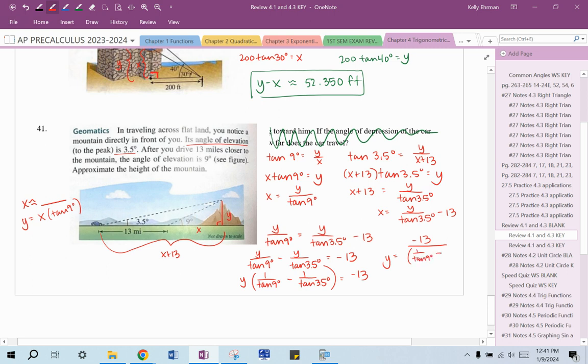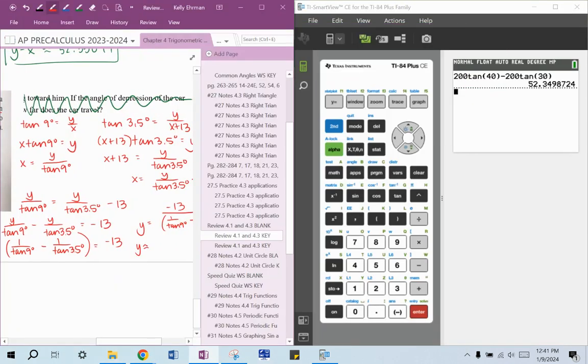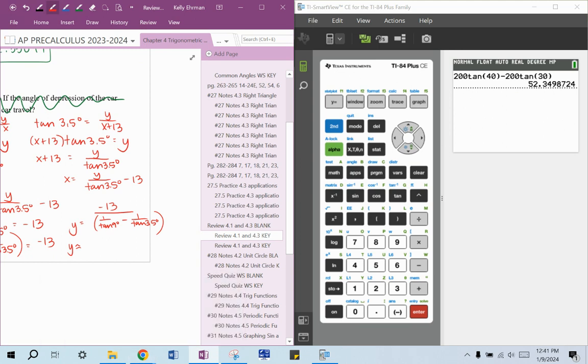You do need to correctly plug this into your calculator. So the reason I still am writing these parentheses is because that's how I have to type this in. So let me split screen here. All right, so I want to type this in. So negative 13 divided by parentheses 1 over tangent of 9 degrees. So I don't need parentheses around the whole fraction. The calculator does the proper order of operations down here. So it does 1 divided by tangent of 9, and then we want it to subtract 1 over tangent of 3.5. So I close my angle and I close the denominator parentheses.